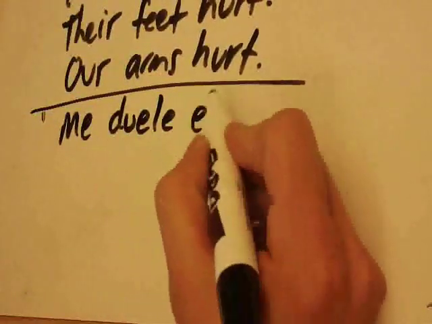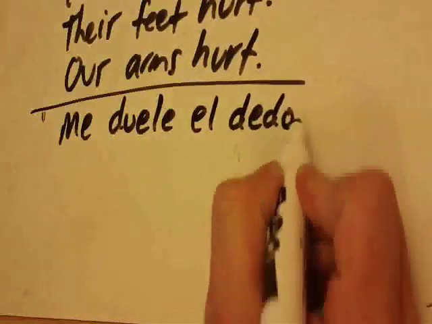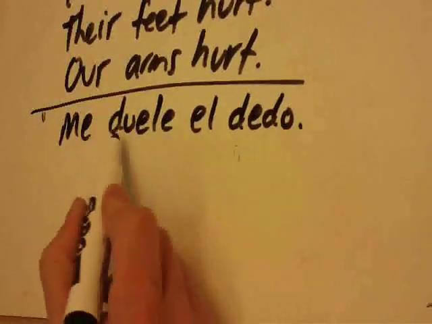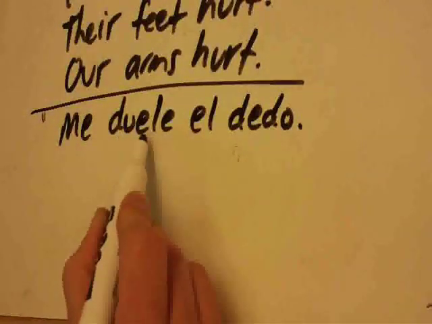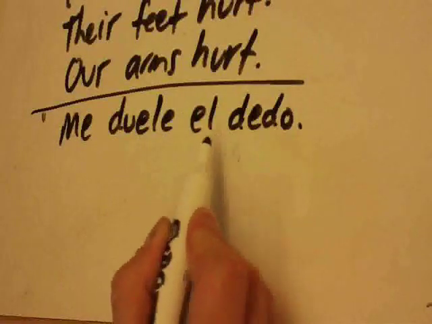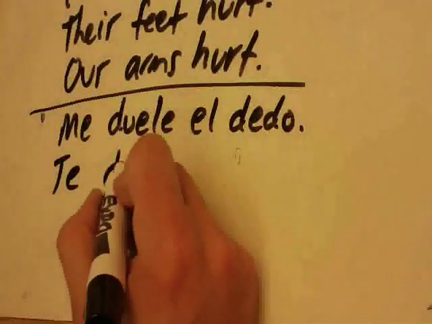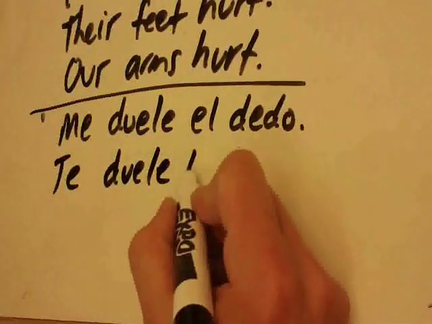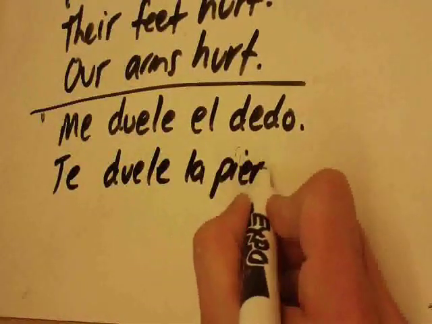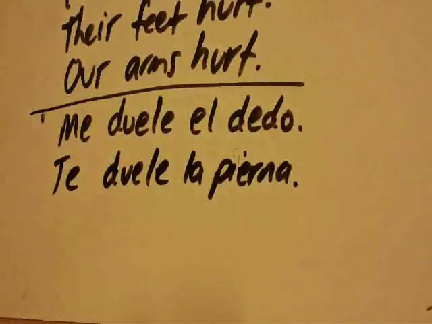Me duele el dedo. So the me is for the me, the duele is what's causing you pain, and since the finger is singular, we'll make that singular. Your leg hurts, so you is te. Te duele la pierna.